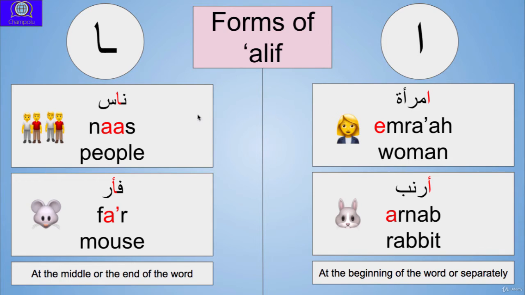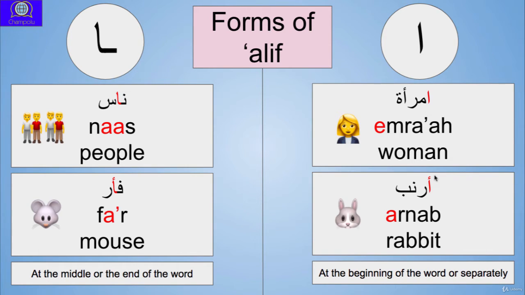And in the other case where there is a letter before the alif and is connected to it, you'll find that it is taking a different shape as we see here. So for the word nas, meaning people, you'll find that the alif in the middle takes a different shape from the alif that we see in the beginning of imra'a.